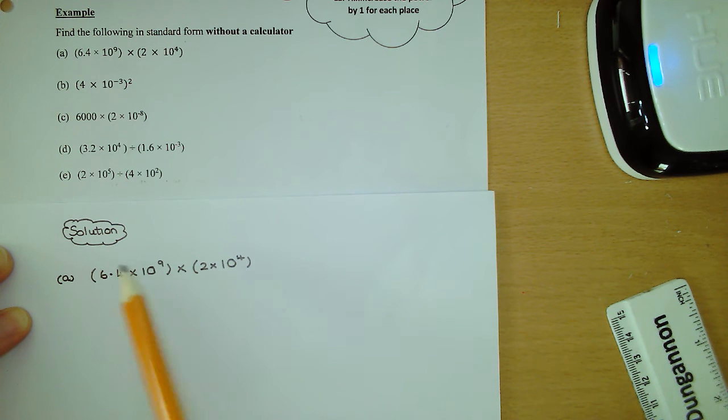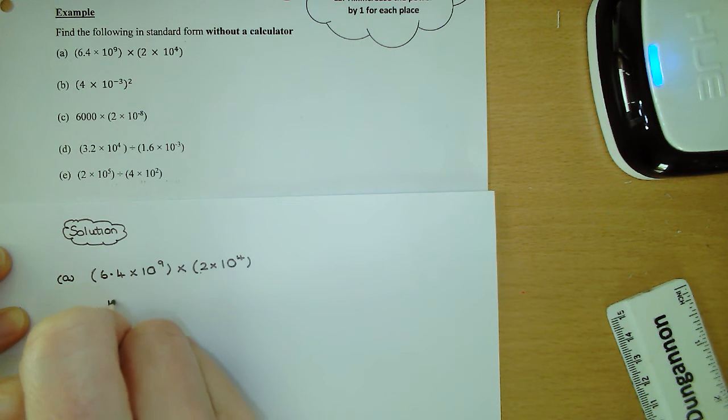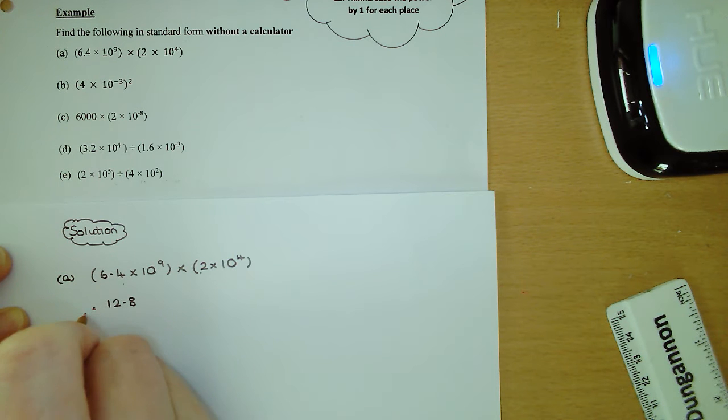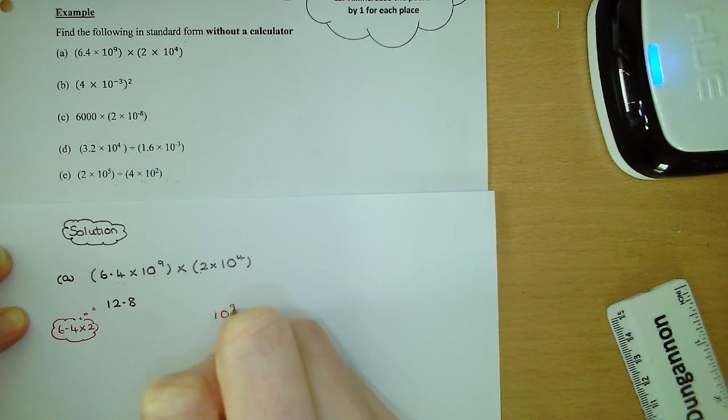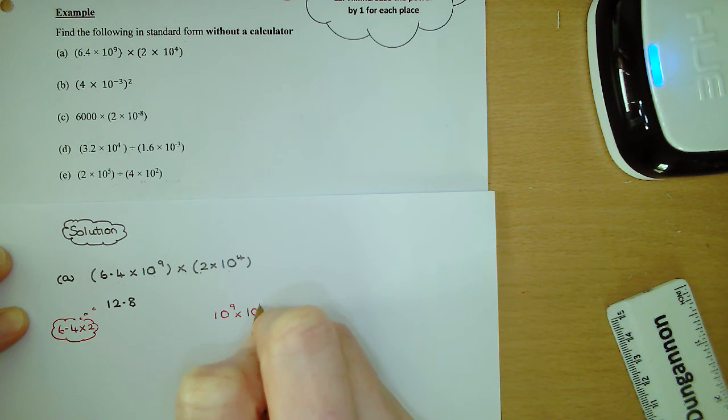In order to do that, we are going to multiply the numbers that come before the indices. So we're going to multiply 6.4 and 2 together first. So 6.4 times 2 is going to give us 12.8. What we're then going to do is multiply the two indices. So we're now going to work out 10 to the power 9 multiplied by 10 to the power 4.